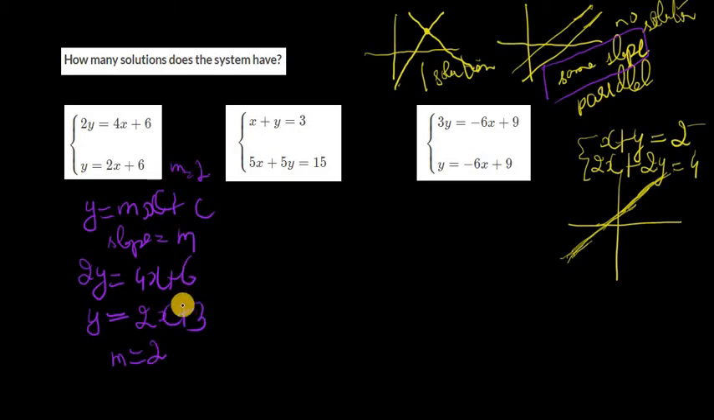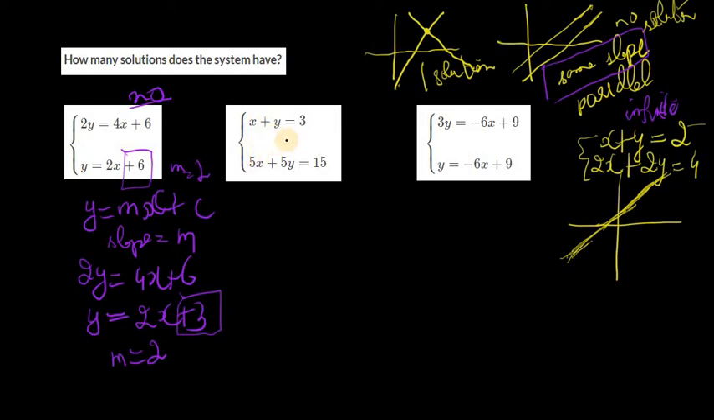And notice that this constant term is different in both of them. If the constant term had also been the same, then these would have had an infinite number of solutions. But since the constant terms are different, this system has no solutions. Okay, for the second one.